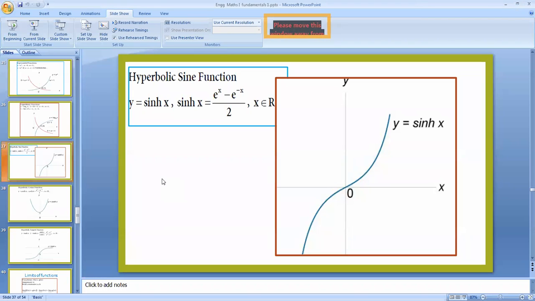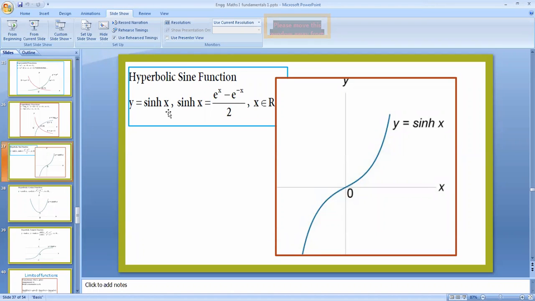And how do we write e raised to minus x? Cos hyperbolic x minus sin hyperbolic x. If you add them, you get the term of cos hyperbolic x. And if you subtract them, you get the term of sin hyperbolic x. And with respect to that, what is the formula for sin hyperbolic x?